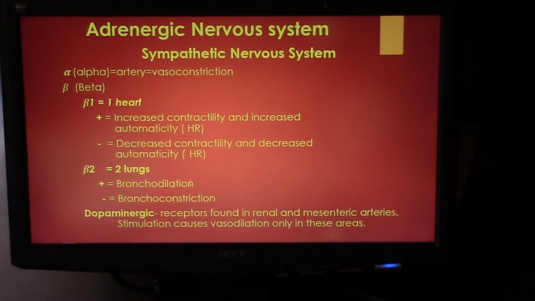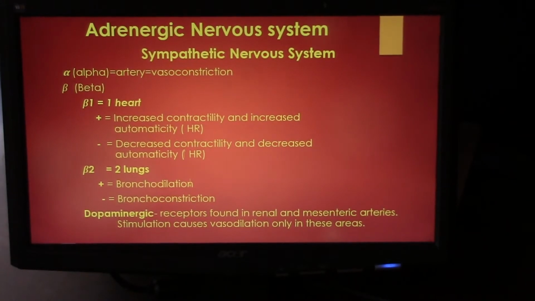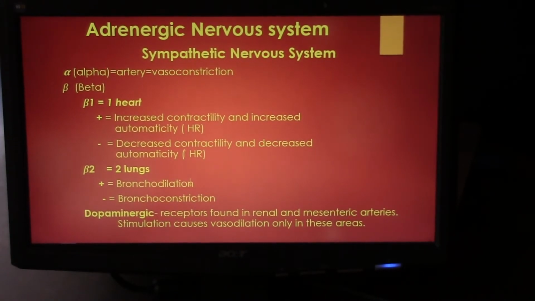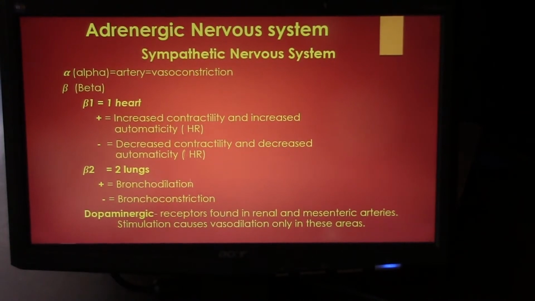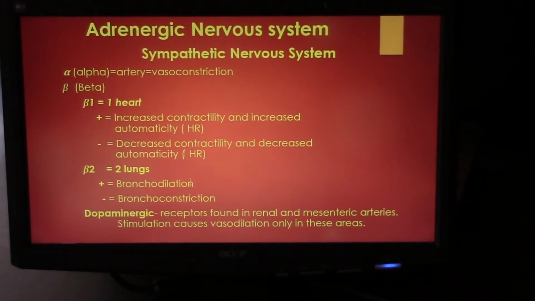Beta 2 receptors are primarily found in the bronchus and also in the peripheral vasculature. When you stimulate beta 2 receptors, you cause bronchodilation. And when you block them, you cause bronchoconstriction. So think of it this way. A patient gets stung by a bee and they have an anaphylactic reaction. You give 0.3 milligrams sub-Q of epinephrine. You're not giving it for the beta 1 properties, you're giving it for the beta 2 properties, which is bronchodilation.